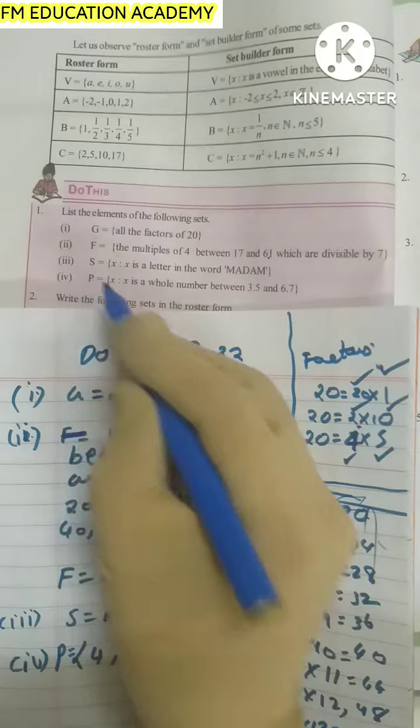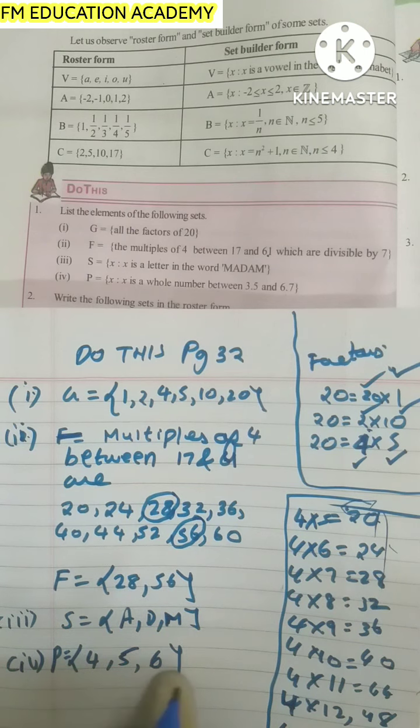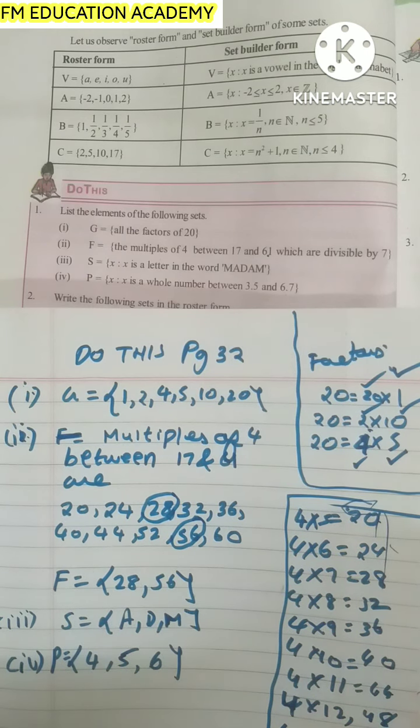And it is telling P is equal to here, so I will also write P is equal to {4, 5, 6}. And what is this form called which I am writing? This form is called roster form. The numbers which are in curly brackets separated by commas, that is called roster form.